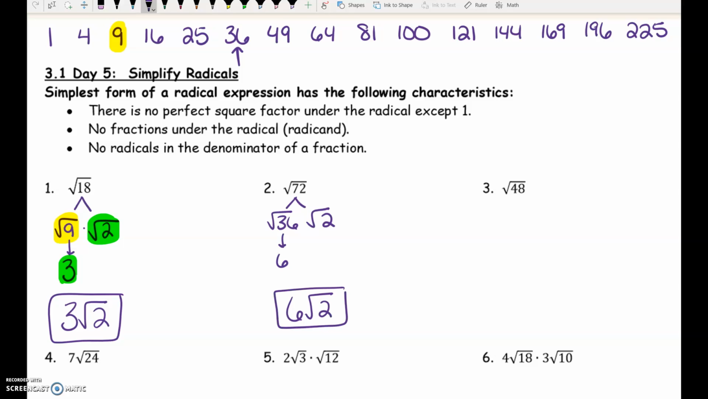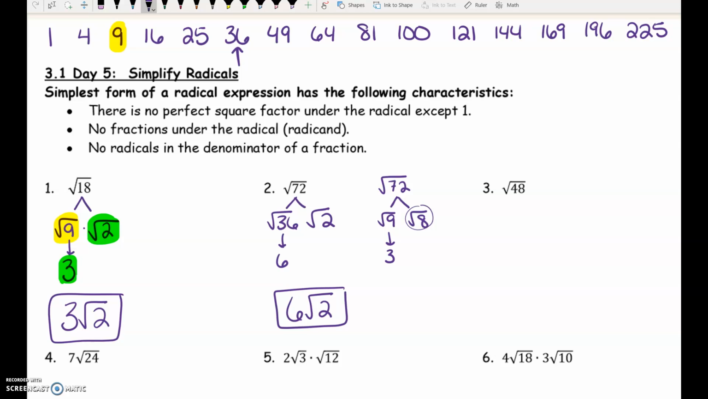Now, what happens if you don't find the biggest number? So here's this problem using 9. We'd split it into the square root of 9 times the square root of 8. The square root of 9 is 3. The problem is 8 is not fully simplified.